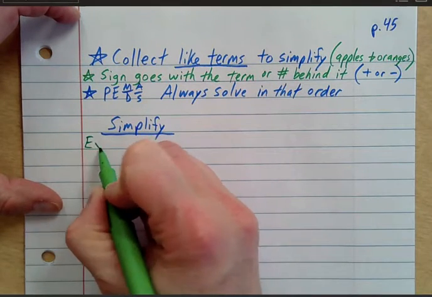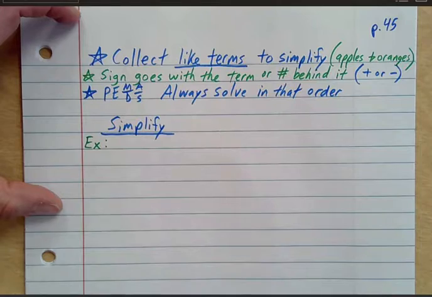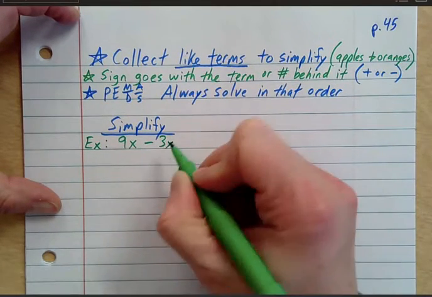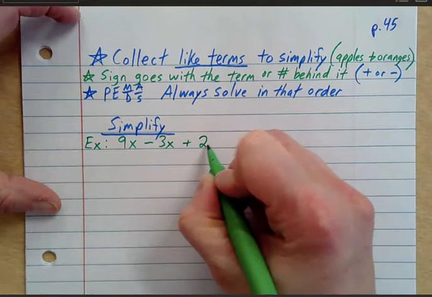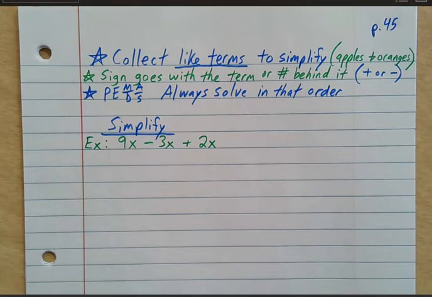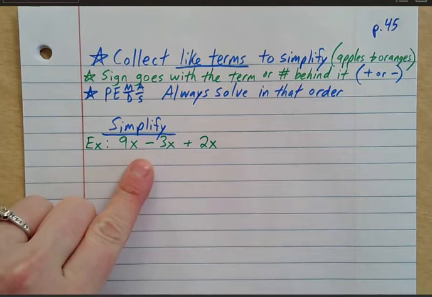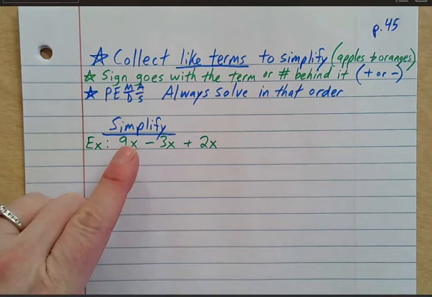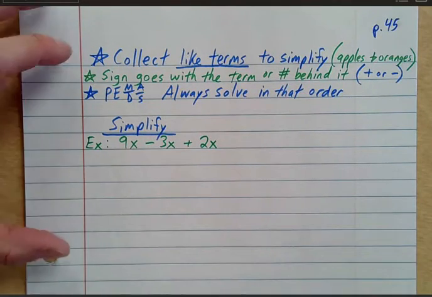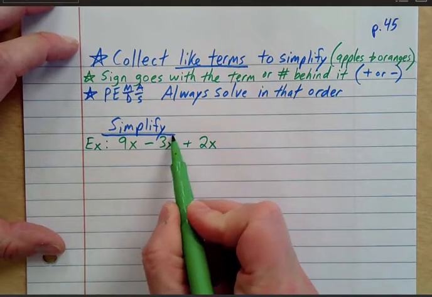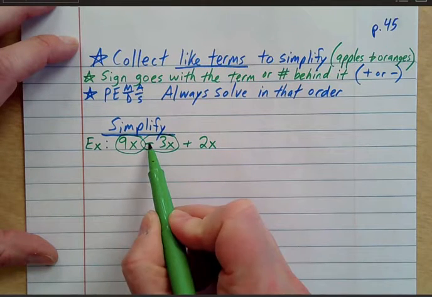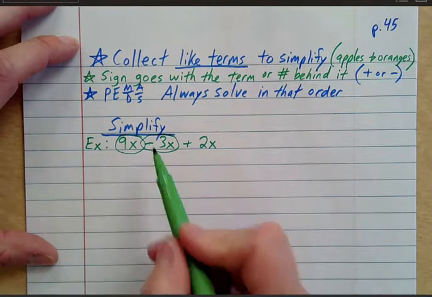So here's an example of something you may have to simplify. 9x minus 3x plus 2x. When you're looking at this, I would say that this has only apples. There are no apples or oranges here because these all have x's with them. I see subtraction, I see addition, so you would need to work this problem left to right. So the first thing you would do is subtract the 3x from the 9x. Remember, the sign goes with the term behind it that tells you what to do with the 3x. You're going to subtract it.